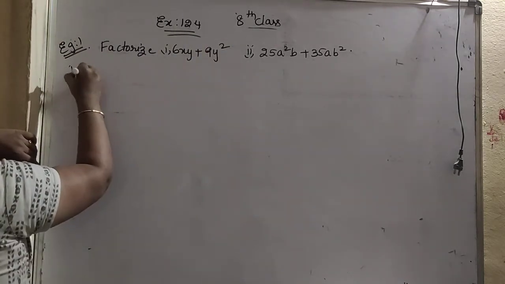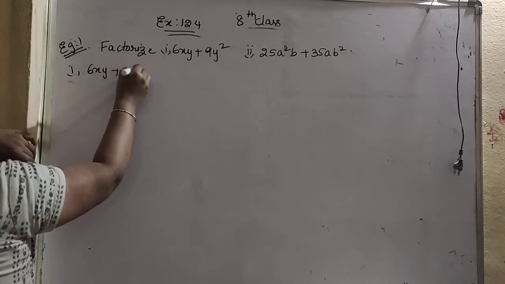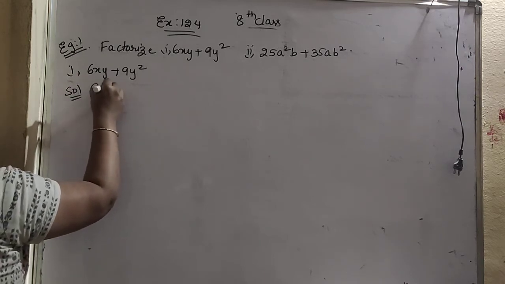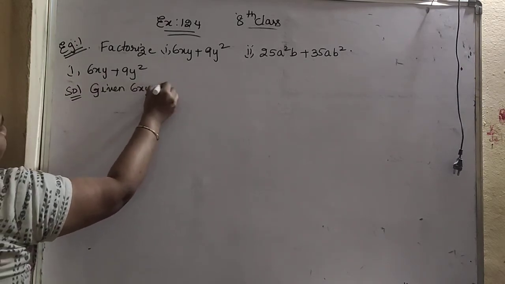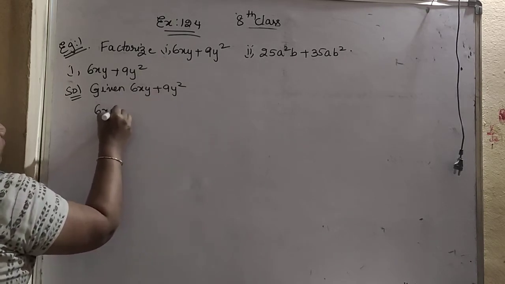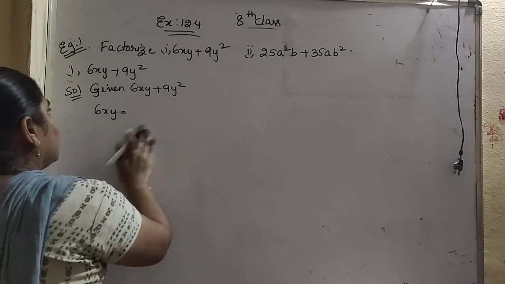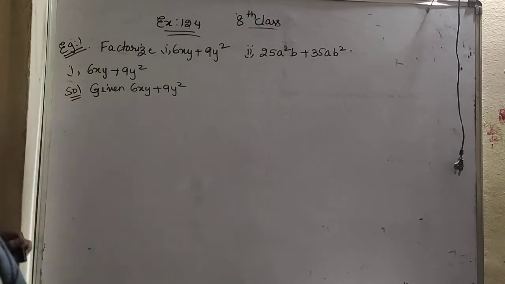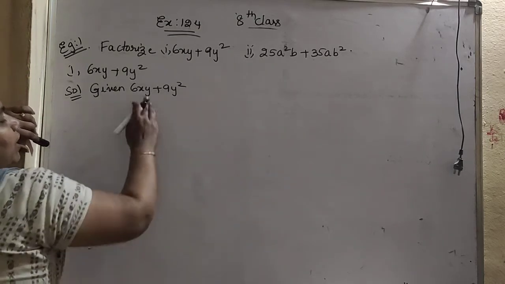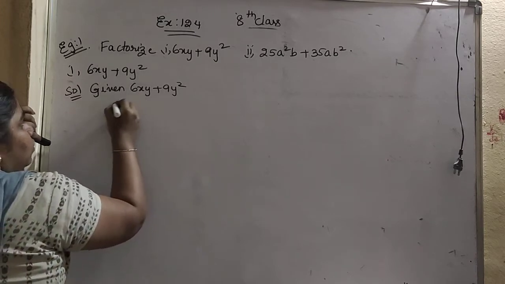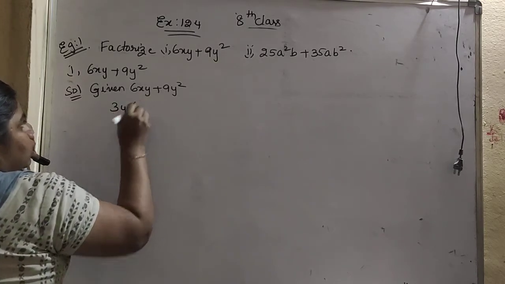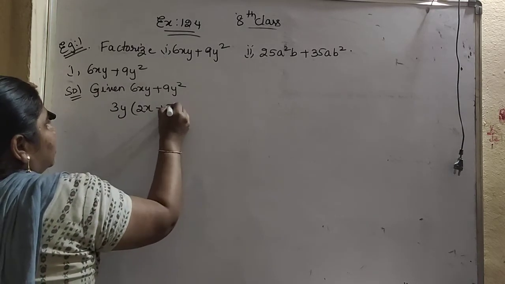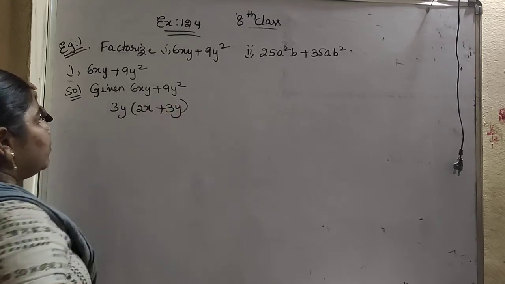The first one is 6xy + 9y square. We have to factorize these terms. Given 6xy + 9y square. Directly we can take the common terms here. 6 will go in the 3 table as well as 9 will go in the 3 table, and y is a common term. So I am taking 3 as common and y also as common. So 3 twos are 6x plus 3 threes are 9y. So this is our first one.